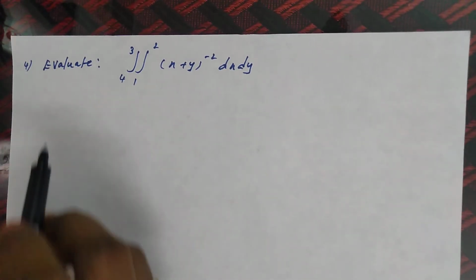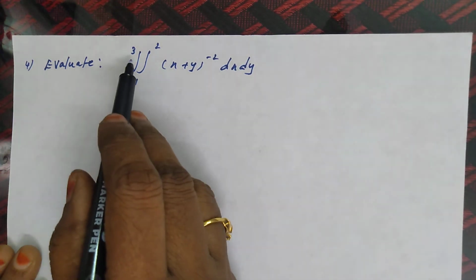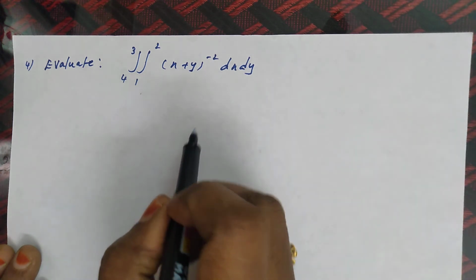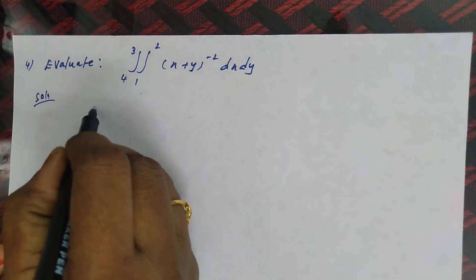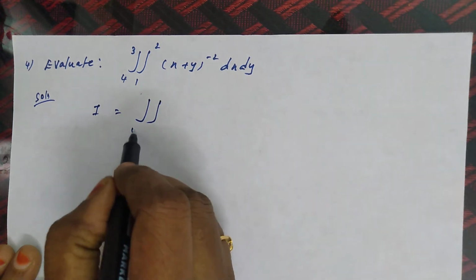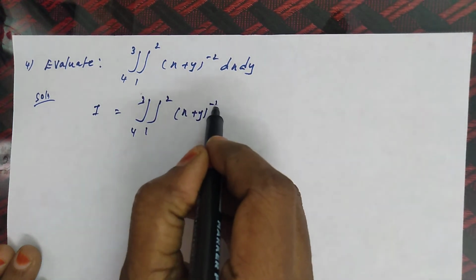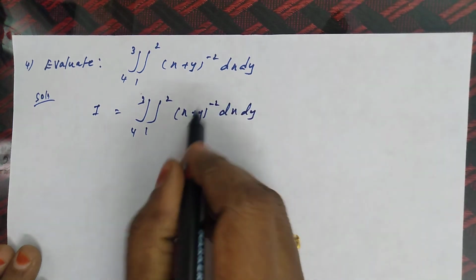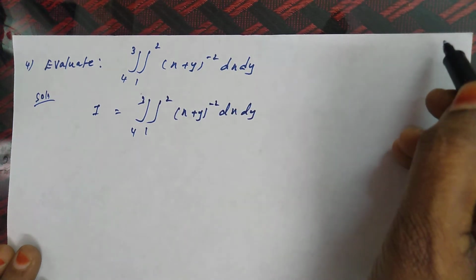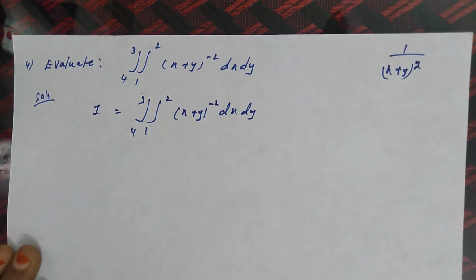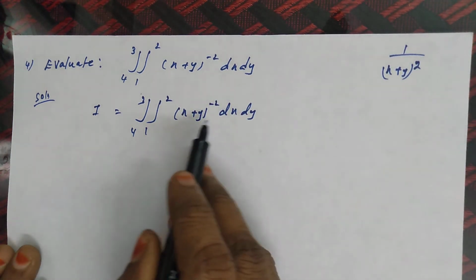Look at the next question. Evaluate the double integral from 4 to 3 and 1 to 2 of x plus y power minus 2 dx dy. So the solution is, let I be equal to the double integral of x plus y power minus 2 dx dy. This minus 2 power can be written as 1 by x plus y power 2. Both types are similar; either they can ask like this or this. Both are the same. Now we are going to integrate this.